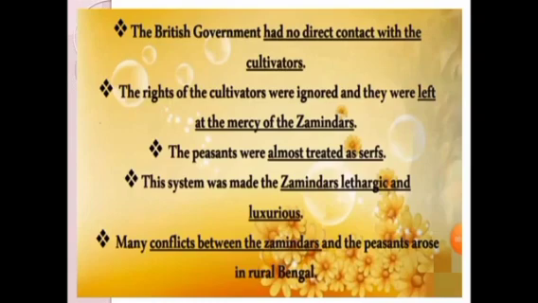Then this system made the zamindars lethargic and luxurious. Lethargic means very irresponsible. Luxurious means it made them very rich. The next disadvantage is many conflicts between the zamindars and the peasants. Peasants means the farmers arose in rural Bengal.